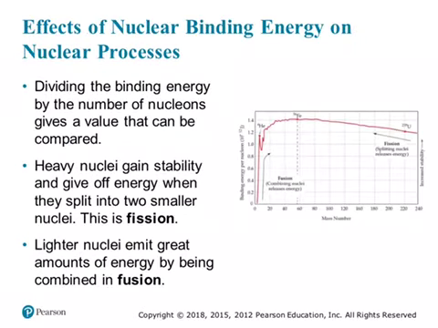So how does this nuclear binding energy affect nuclear processes? Heavy nuclei gain stability and give off energy when they split into two smaller nuclei. That's fission, fission, division. So uranium-235 splitting into barium and krypton. Lighter nuclei emit great amounts of energy by being combined, fusion. So your hydrogen isotopes, your tritium, your deuterium.